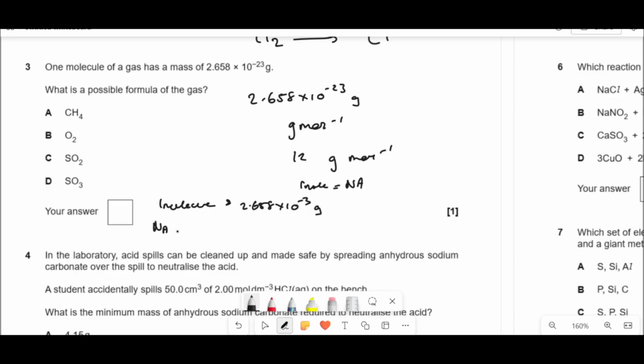So then Avogadro, 1 mole of it, would be this times the Avogadro constant. So if I do that, I will get 16. So that's its MR. So it's got to be something with an MR of 16, and the only one that is A. And there you go. That's how you do that.